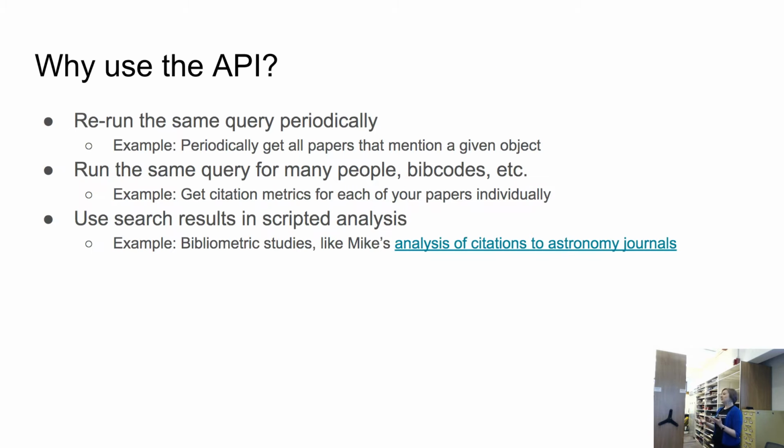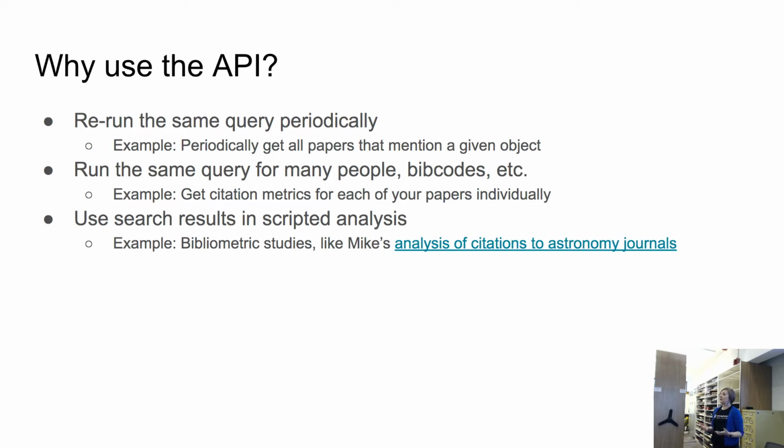So you might wonder, why exactly would I use the API? The website's really convenient. You can bookmark it in your web browser. Clicking around is really nice and convenient. But there are a few things that make the API a lot easier than the website. For example, if you need to rerun the same query periodically, maybe you have a particular object that you're working on a paper for, and you want to make sure you're always getting the latest literature about that object you're working on.